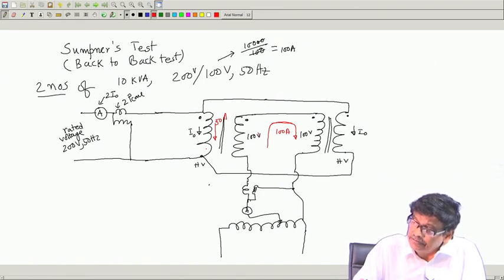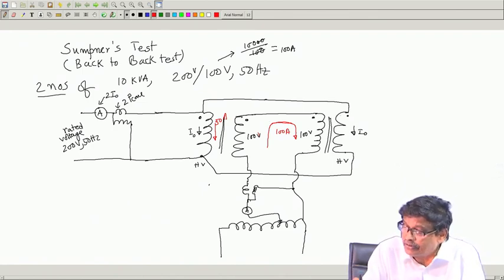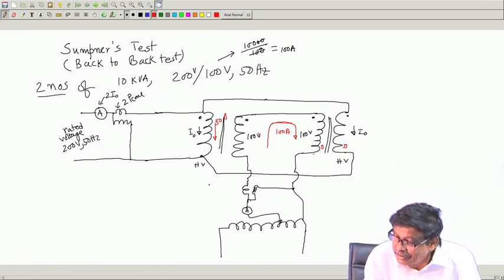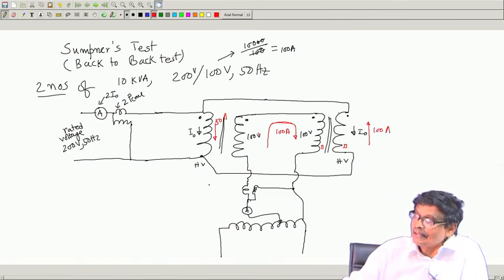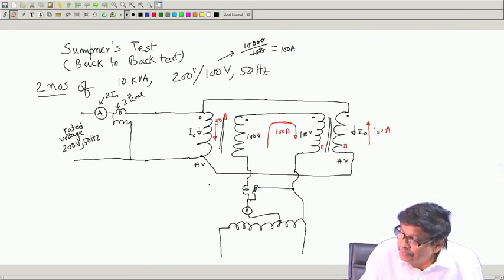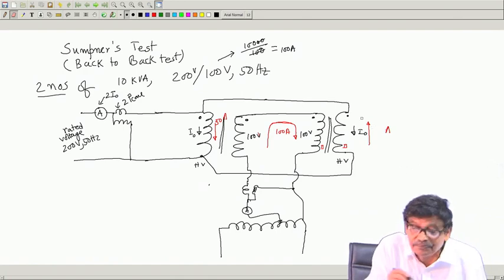Now, similarly, for this transformer, it is just happening in the opposite way. As I told you, if these two are dots, you can consider these two as dots as well and remove this. See, these are the things you must understand. So, through the dots here 100 ampere is coming out. Therefore, in this case through these dots 50 ampere must flow, sorry, 50 ampere, that is correct. So, 50 ampere must flow.